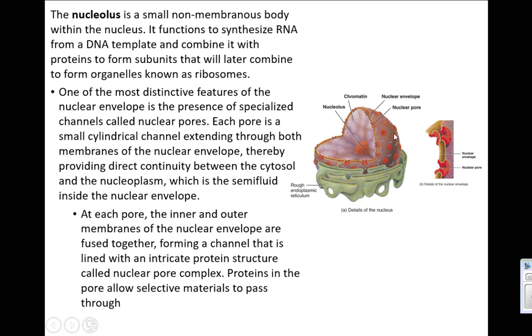So you can actually see ribosomes. These are little grayish dots on the outside of the nuclear envelope. We find a lot more ribosomes on the RER. We'll talk more about those here on the next page.